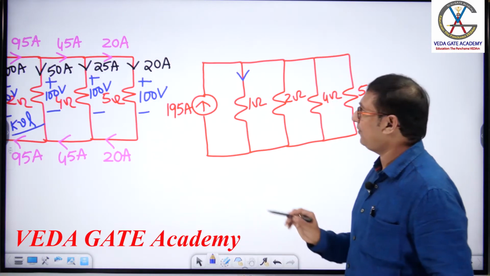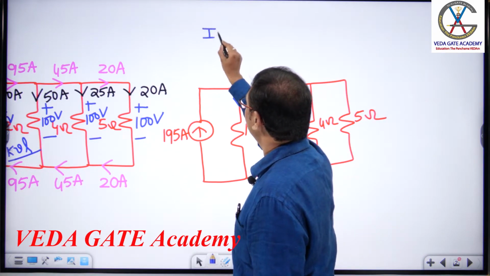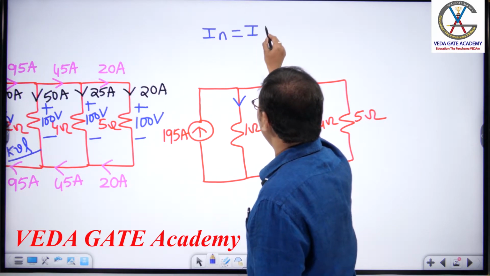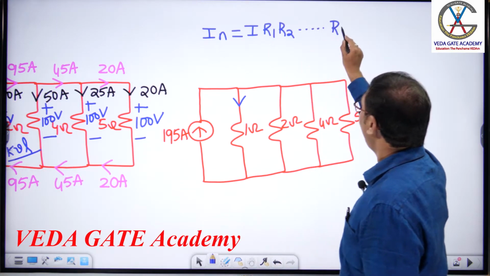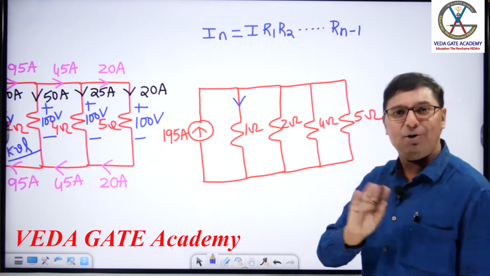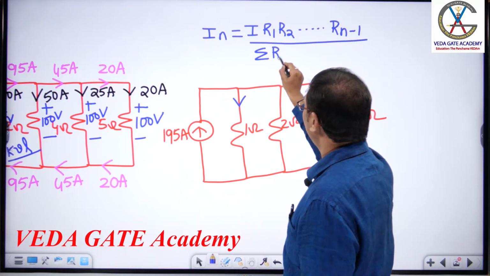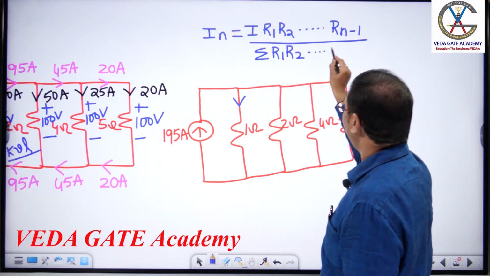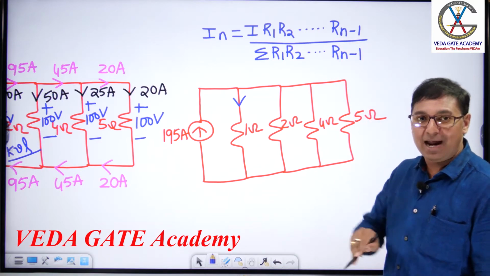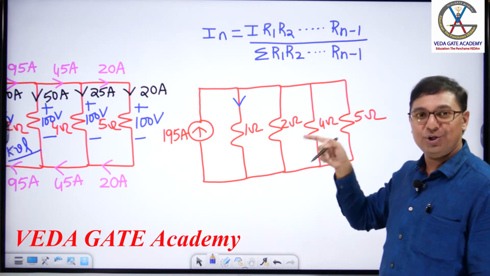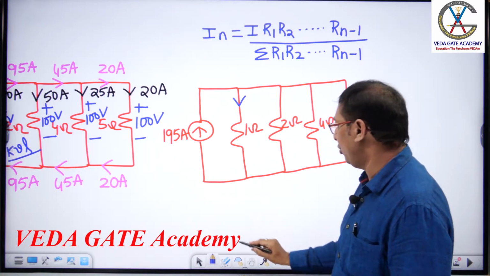What is the formula that we have derived? Let me write that formula here. Current in nth branch equals total current into R1, R2 and so on up to Rn minus 1 only, we don't have Rn here, divided by the denominator, the sum of product of Rn minus 1 resistors. This is the formula we have derived. Now let us analyze how to use this formula. I want current in the 1 ohm branch.